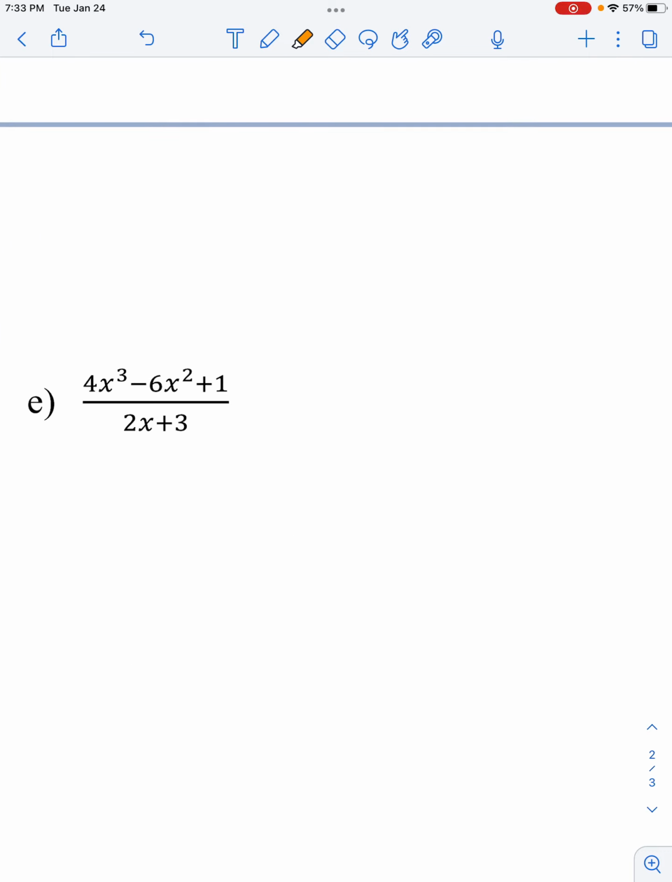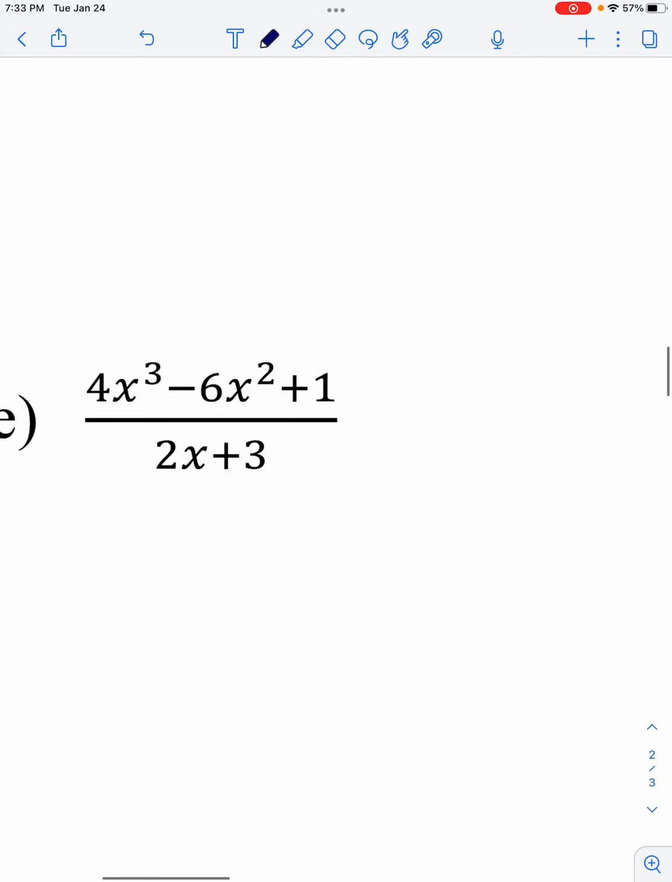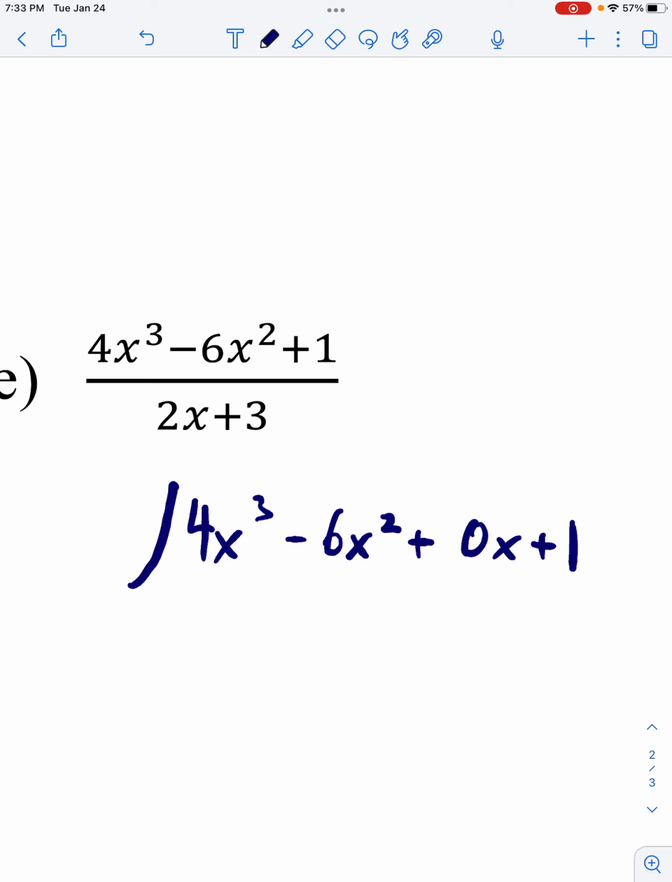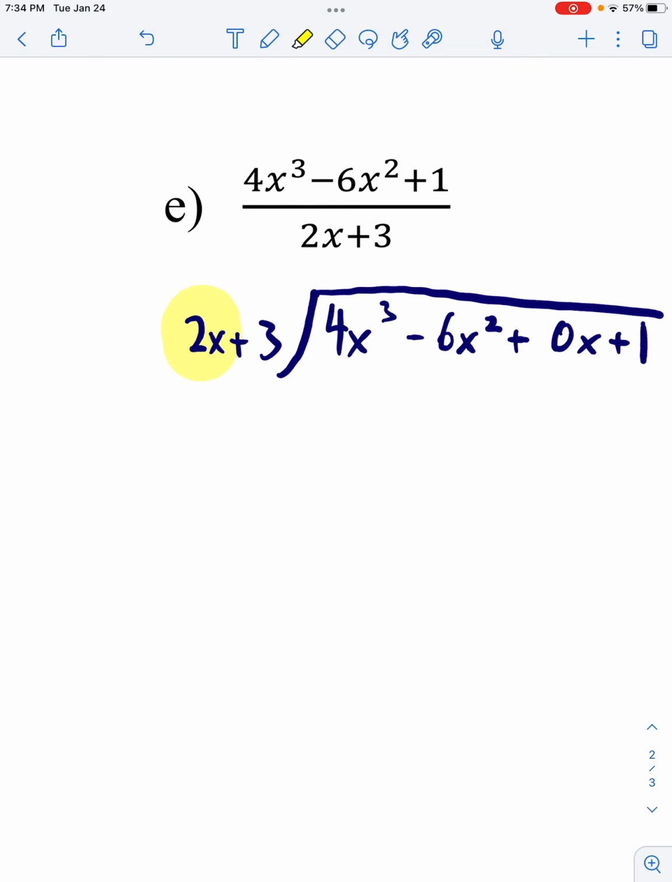Here's another very similar problem, okay? I'm going to go a little faster through this one since we've seen it a few times. Remember, we've got an x cubed term in our numerator, an x squared term, and a constant term. We're missing an x term, a term with just an x variable in it, so we've got to write that in, okay? So 4x cubed minus 6x squared, plus 0x, and then plus 1, okay? That's divided by 2x plus 3, okay? So let's start with that leading term in my divisor, 2x.